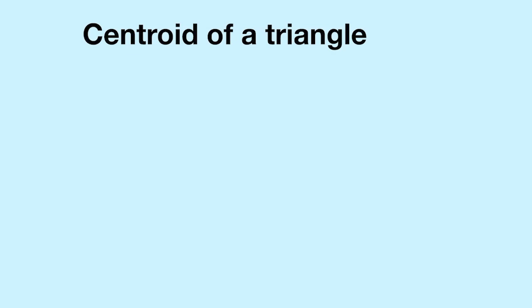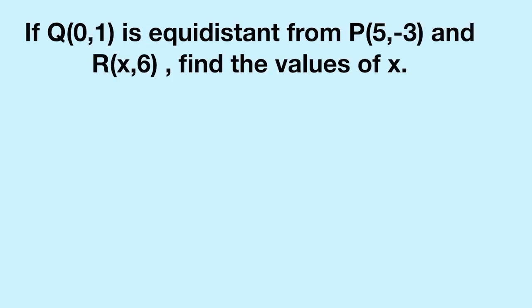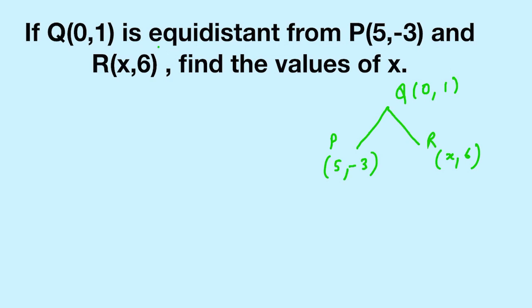Fine. So let's do a few questions which have been asked in the last 4 to 5 years. First question. A point Q with the coordinates 0, 1 is equidistant from the points P and R. The coordinates of P is 5, minus 3 and R is x, 6. So here we can see we have one variable x which we have to find. It is equidistant. Equidistant says that the distance of the point Q from P and R is equal.